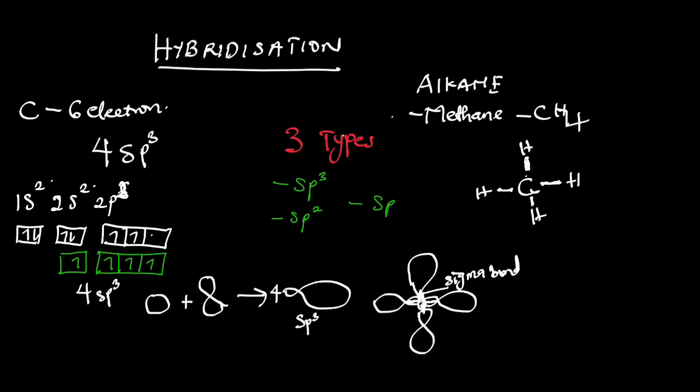This is a sigma bond. This is a sigma bond. This is a sigma bond. This is a sigma bond. So this shape you are looking at is actually similar to this, and it's known as what? Tetrahedral. So the shape of any organic molecule, to be precise, that has sp3 hybridization is actually what? Tetrahedral.